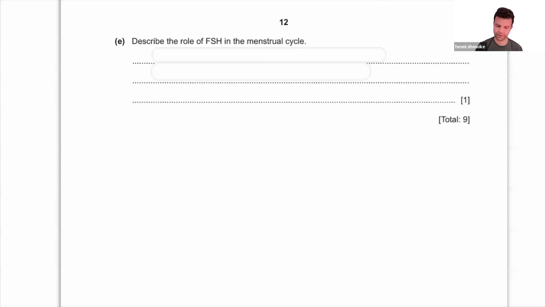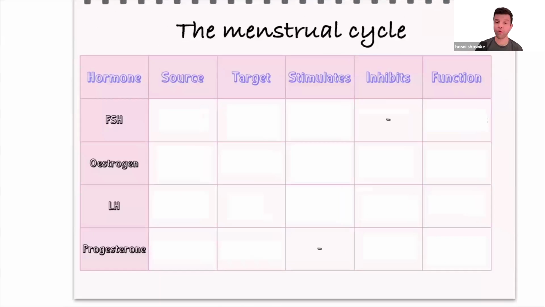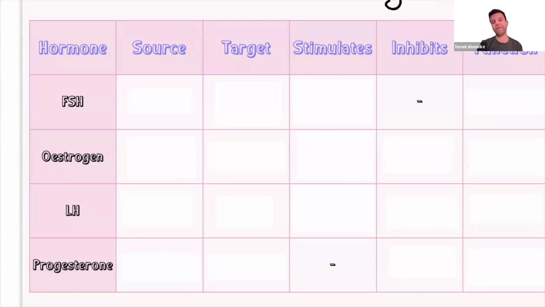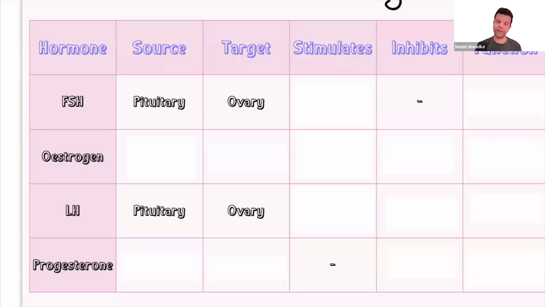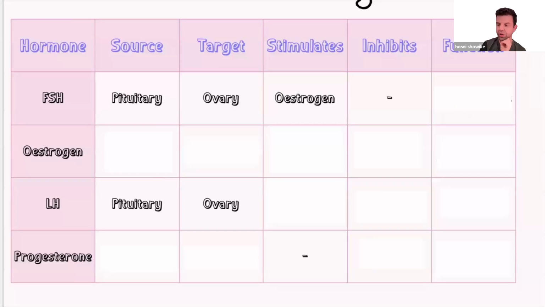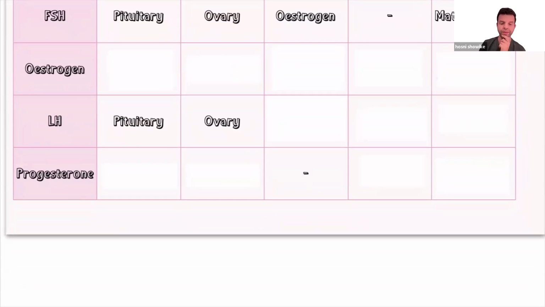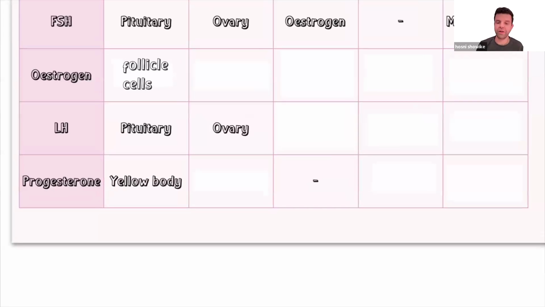Right, next page, they said, describe the roles of FSH in the menstrual cycle. Let me just quickly show you all hormones and their role. Where does FSH come from? FSH comes from the pituitary, and so does LH. FSH and LH target the exact same organ, the ovary. FSH's role is to stimulate estrogen, and its function is to mature as many egg cells as possible, usually one egg cell per month. On the other hand, estrogen and progesterone come from the ovary. Estrogen comes from the follicle cells, but progesterone comes from corpus luteum, the yellow body. The targets here are the same: uterus lining.